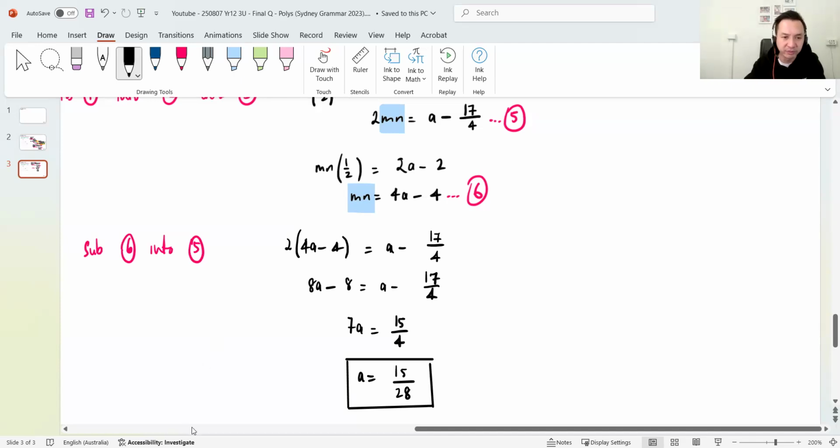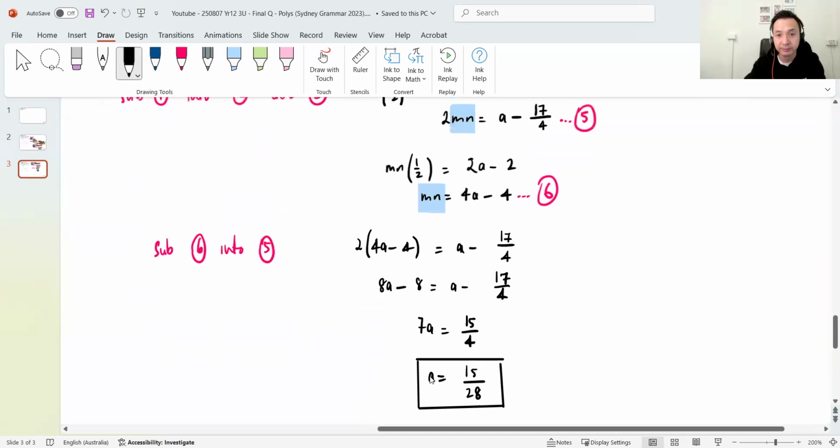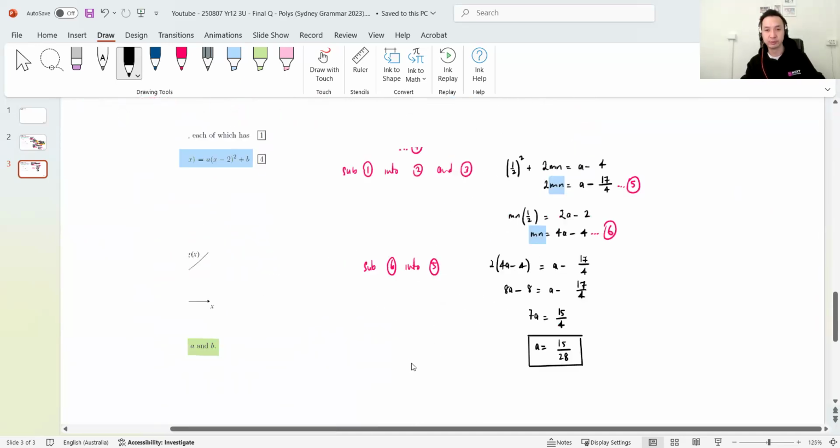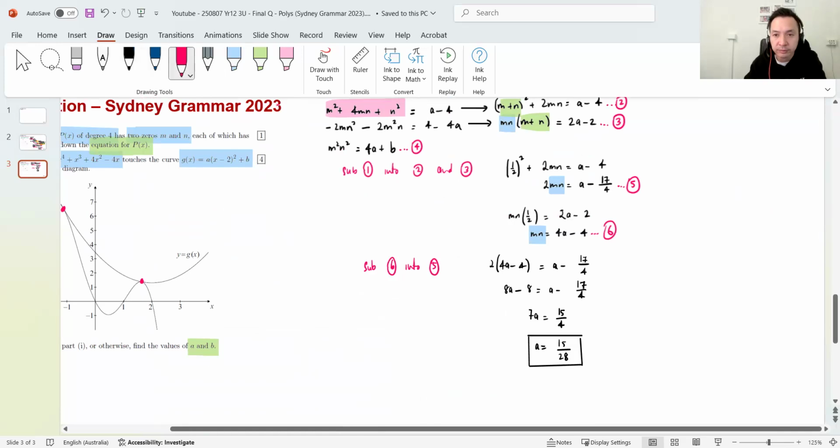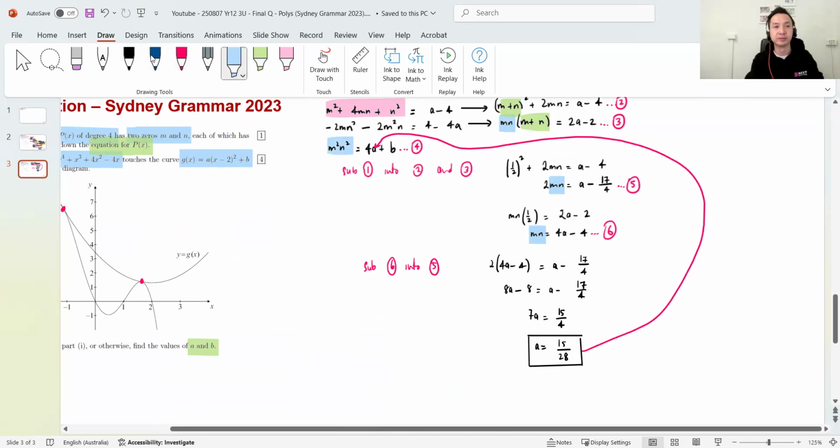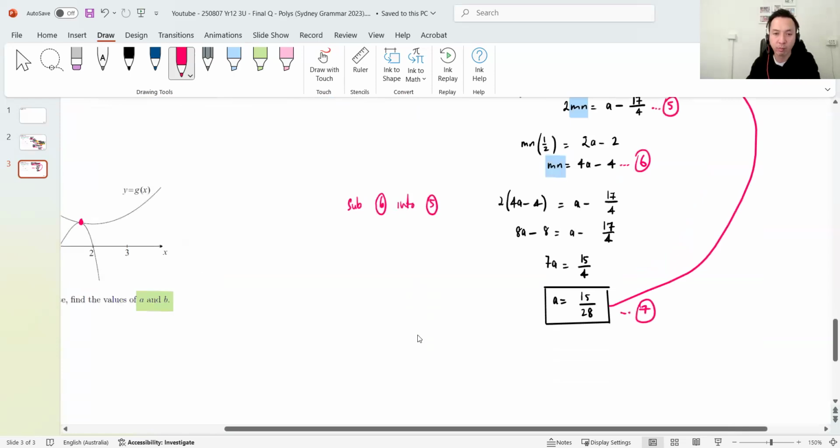Yeah, let me go back to my question. I'm finding A and B. Yep, finding A and B. That's A. And then quite simply sub that, right? So sub that into there. And then also replace mn into there. And you got it right. So maybe call that number 7. Sub 7 and sub 6 into number 4. So sub 7 and 6 into 4.